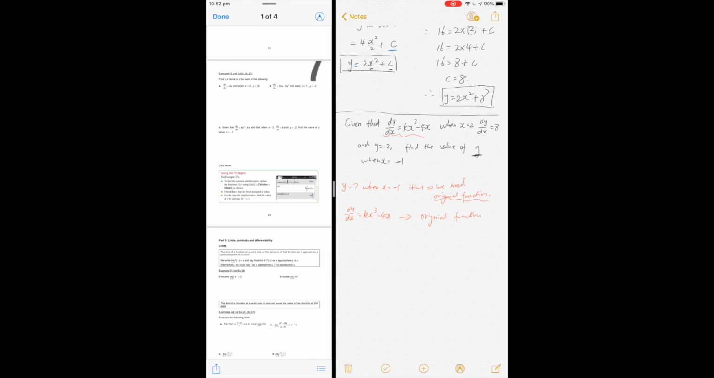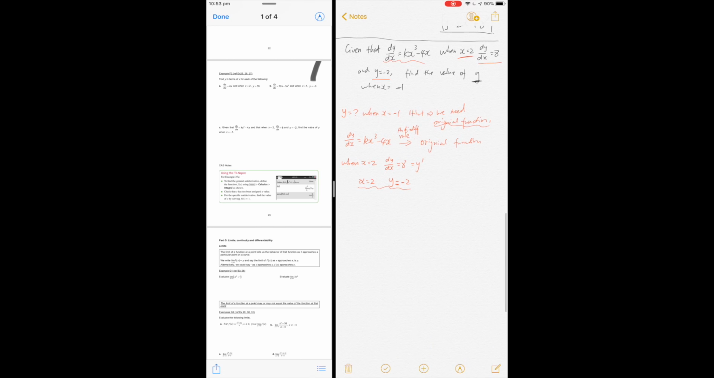Okay, by applying the anti-differentiation rule to find it. Okay, so now let's do that. Over here we have another piece of information as well. When x is equal to 2, dy by dx is equal to 8, which is also y dash. And we also know when x is equal to 2, y is equal to negative 2. So this is actually one point on the original function.